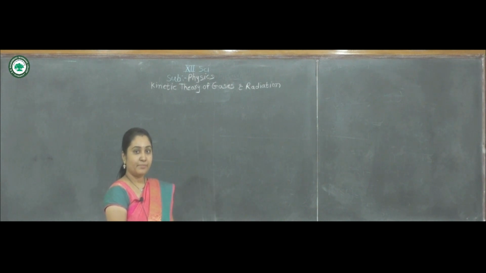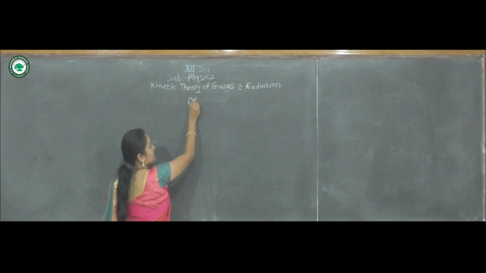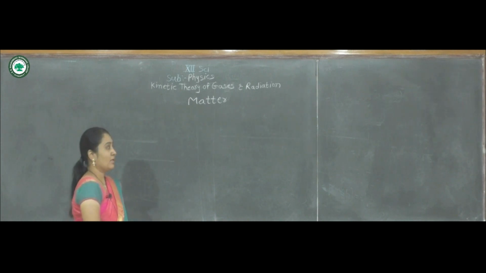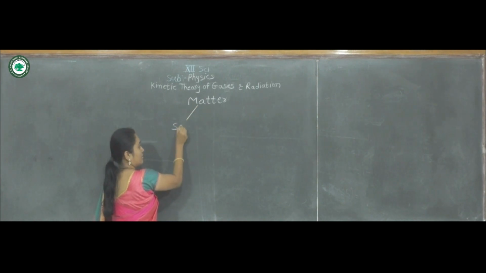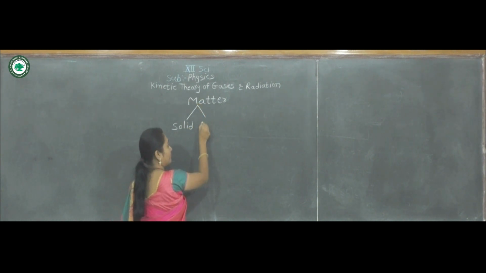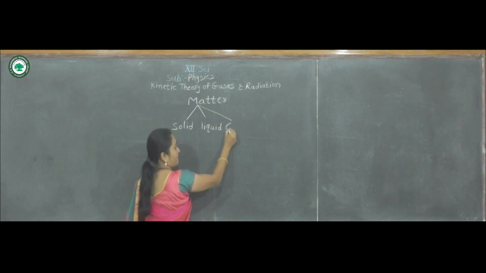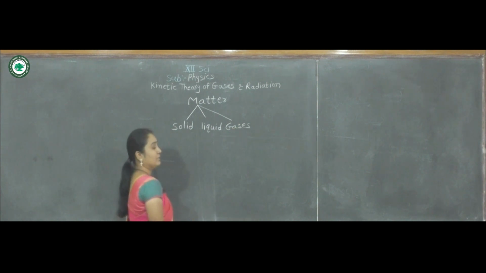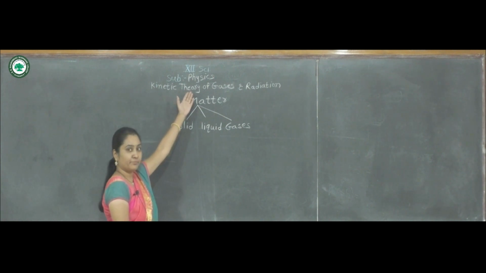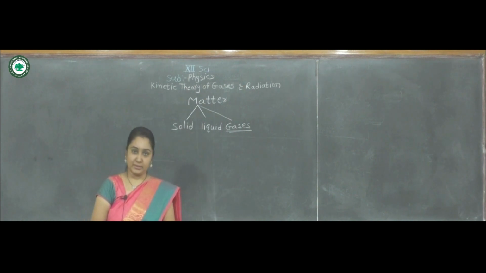So we know that matter is of three states. The three common states of matter are, first, solid, then liquid, and the third state of matter is gases. So in this chapter we are going to study the gaseous state of matter.